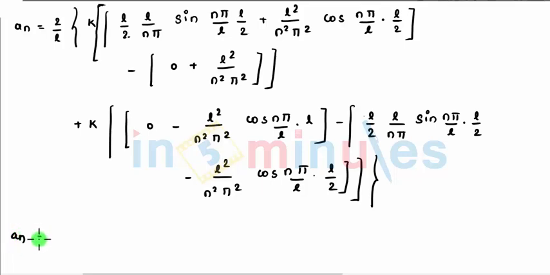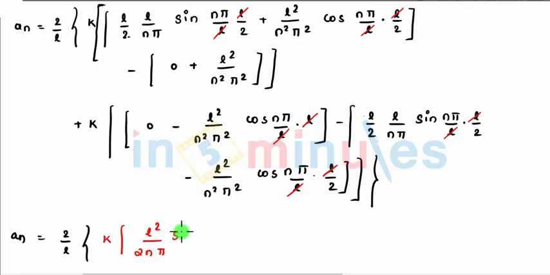I get an is equal to 2 by L, and then I'll just cancel out some terms. So this and this gets cancelled, this and this gets cancelled. Here L and L gets cancelled, here also L and L gets cancelled, whereas the same here. So I can write this comes as k multiplies to L square divided by 2n pi.